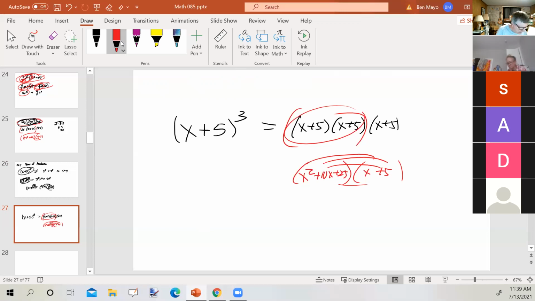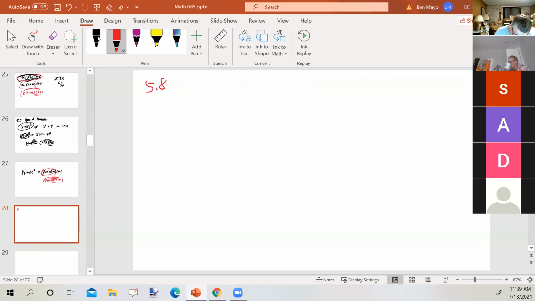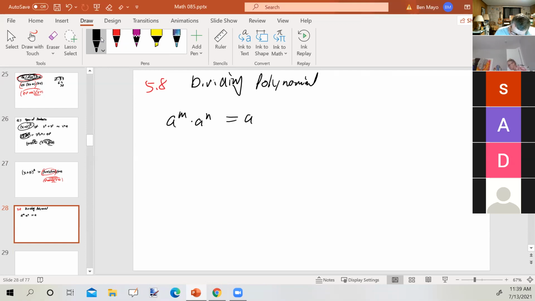Let's see. 5.8, dividing polynomials. Don't forget, if you're multiplying powers with the same base, you add the exponents. If you're dividing, you subtract the bottom exponent from the top. Something raised to the 0 power is 1. If there's no exponent, that's implied something to the 1 power.